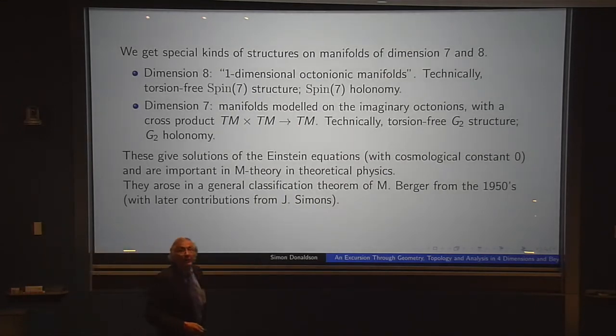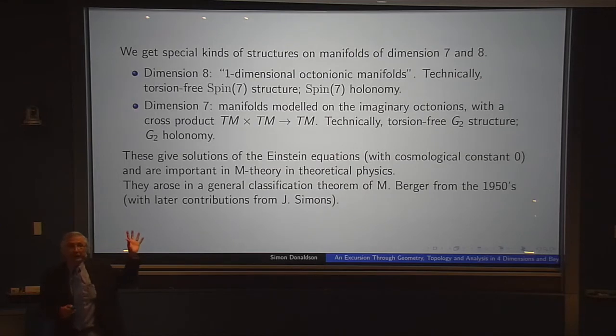So then there are 2 special kinds of manifolds related to these Octonions. One occurs in dimension 8, which is, from a certain point of view, one-dimensional octonionic manifolds. Technically, they're what are called torsion-free Spin(7) structures. And the other occurs in dimension 7. We have 7-dimensional manifolds with the extra structure of a cross product on tangent space, modeled on the cross product that we've just described. Or technically, these are what are called torsion-free G2 structures.